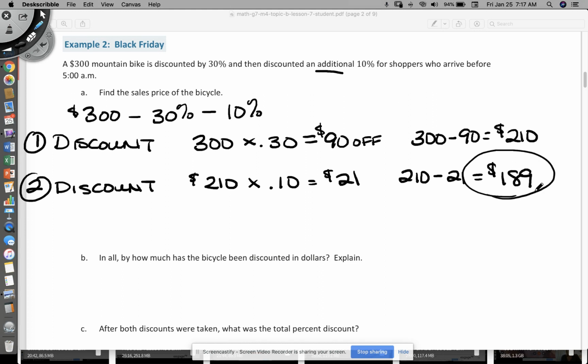So this is how much you would pay if you show up for the Black Friday time of getting there before 5 a.m. All right. Now I want to show you on a calculator why we cannot do 40%.